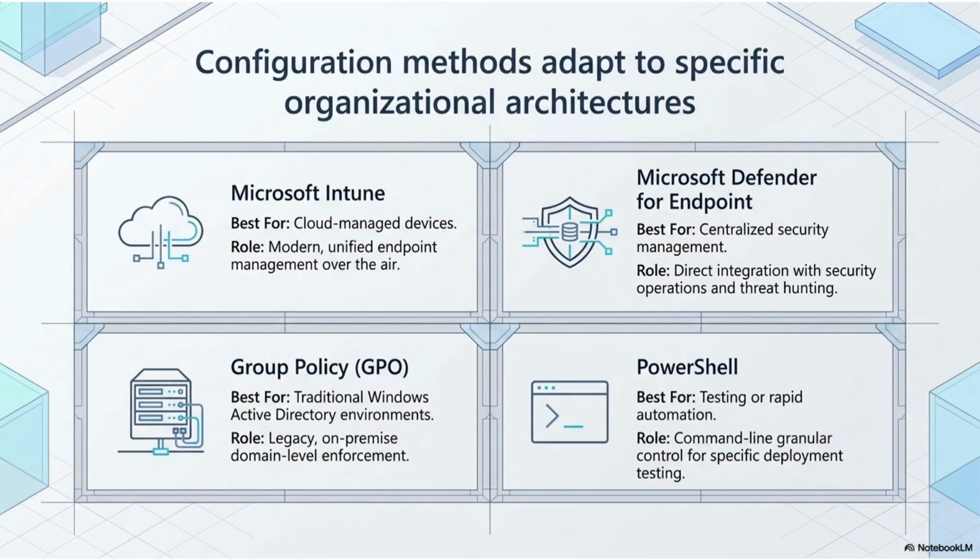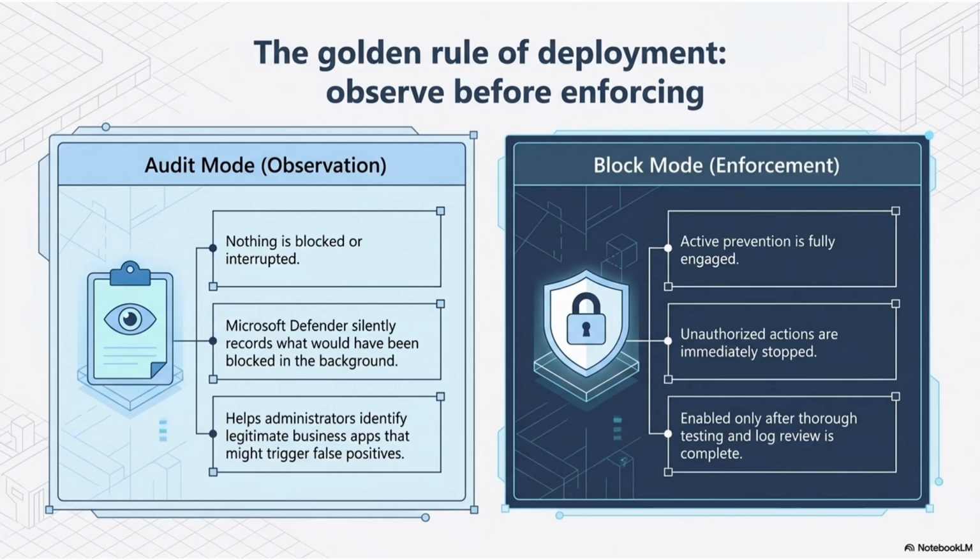Most organizations do not enable all rules immediately. Instead, they first use audit mode. In audit mode, nothing is blocked. Microsoft Defender simply records what would have been blocked. This helps administrators to identify any legitimate business applications that might be affected. Once testing is complete, they switch the rules to block mode.